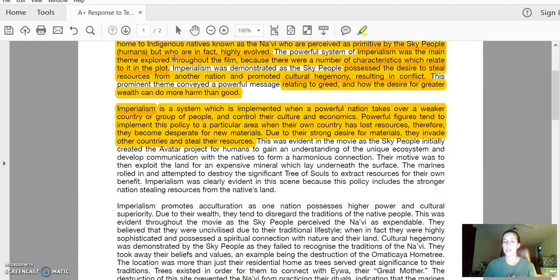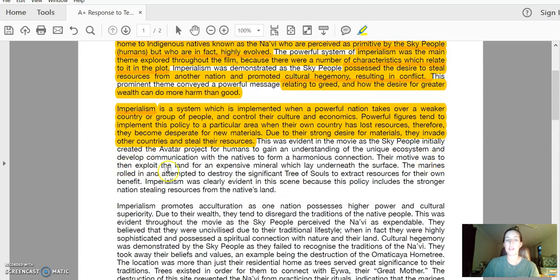Now that shows that not only does she understand, but she wants us to understand too, which is why she got an A+ for that section. And then she links it back to the question, which was, this was evident in the movie. So she understands it, she understands how to explain it, and then she understands where it was in the movie. And she gives an example. As the Sky People initially created the Avatar project for humans to gain an understanding of the unique ecosystem and develop communication with the natives. So a very specific example.